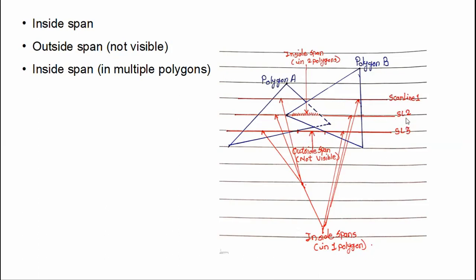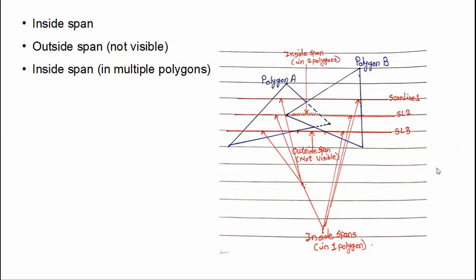Now, if we notice scanline 2, it is intersecting both the polygons, and this particular portion I have shaded. So this particular portion of scan line 2, or we can say this particular span, is inside the polygon, but it is inside polygon A and also polygon B. So we can say that this is the inside span, but in two polygons. These terms we are going to use in our example or in the further algorithm.